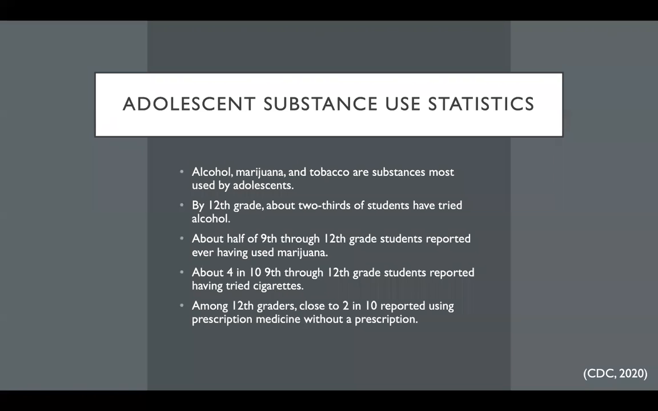In terms of this class, it's important to look at adolescent substance use statistics. For instance, alcohol, marijuana, and tobacco are the substances most used by adolescents. By 12th grade, about 2/3 of students have tried alcohol. Furthermore, about half of 9th through 12th grade students reported ever having used marijuana. Perhaps most surprising, among 12th graders, close to 2 in 10 reported using prescription medicine without a prescription.